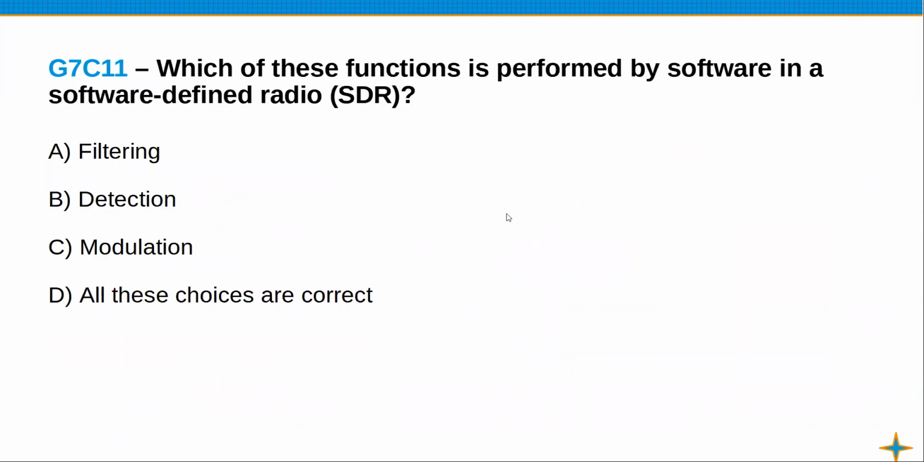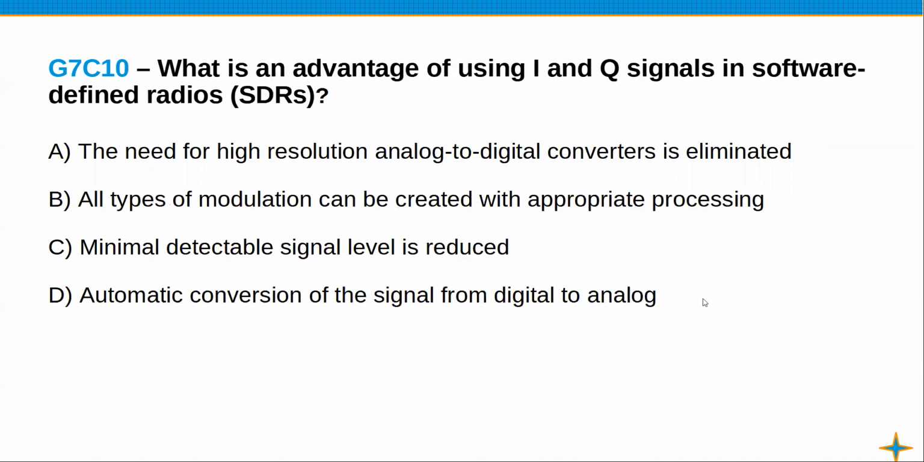So which of these functions is performed by software in a software-defined radio? Our second one of the day. What is an advantage of using I and Q signals in software-defined radios?